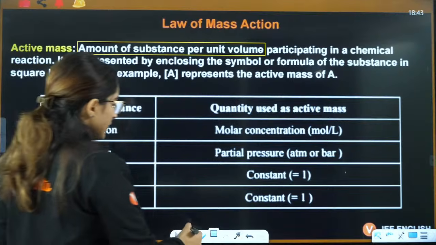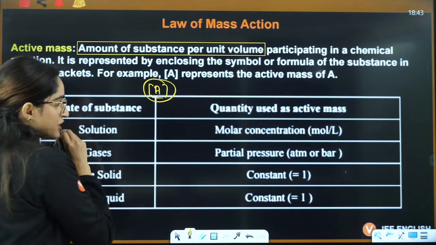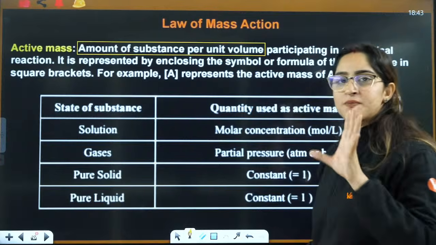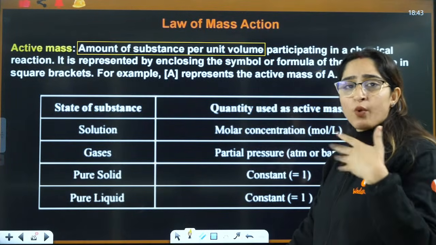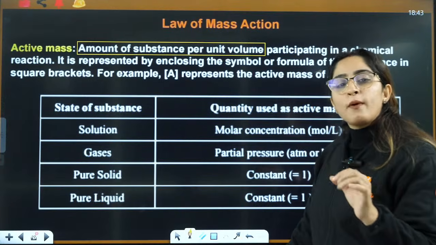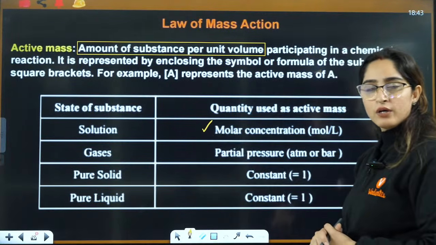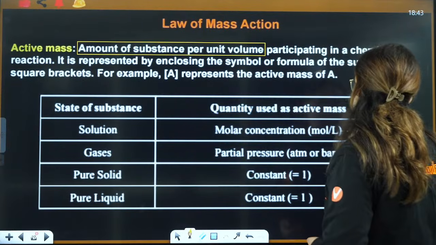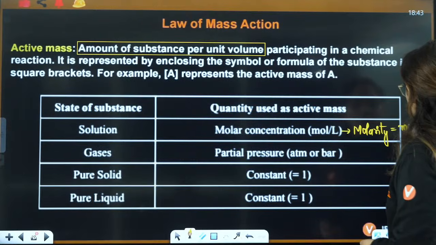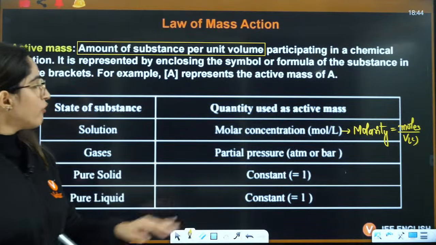It is represented by the symbol or formula of the substance in square brackets, like if you have A, the concentration or pressure of A. Now, according to the state of the substance, whether it's solid, solution, liquid, gas, what is the active mass that you use? If you talk about an aqueous solution, you will use molar concentration as the active mass. Molar concentration means you will use molarity here. What is molarity? It is the number of moles of solute divided by volume in liters. This is what you will use in case of solution.